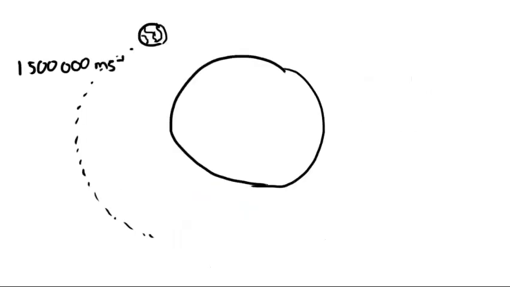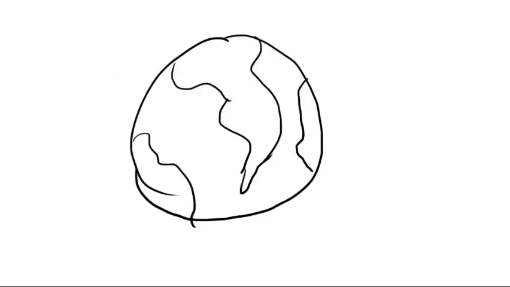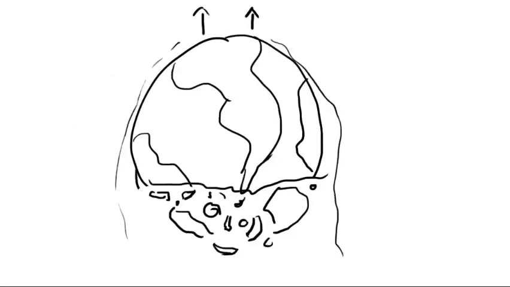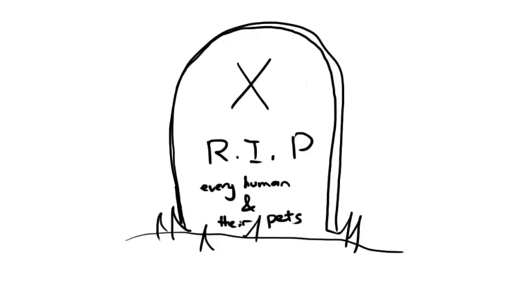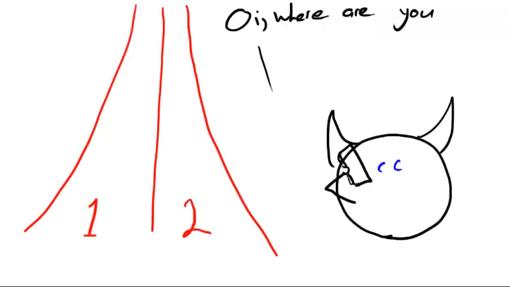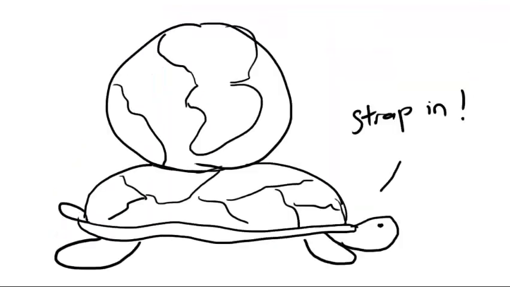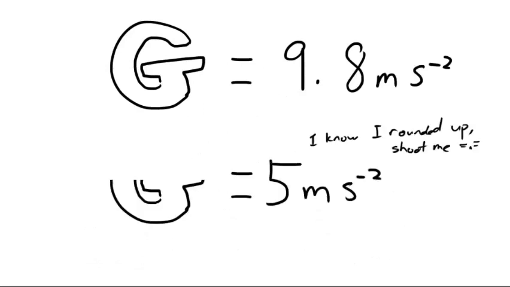And if Earth is still orbiting the Sun at that speed, maybe 1 year would mean 20 minutes now? Or maybe Earth will simply disintegrate? I'm neither a physicist nor an astronomer, but my guess is we all will die. To prevent the distortion of the Earth, let's postpone the race for a while longer and accelerate Earth at a slower rate. Let's say half a G, meaning 5 meters per second squared.